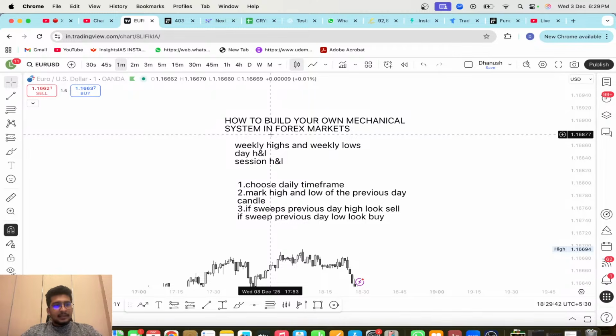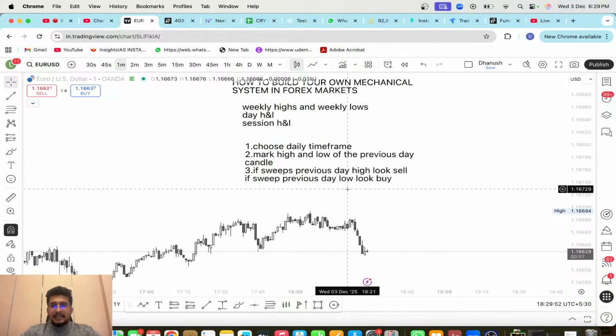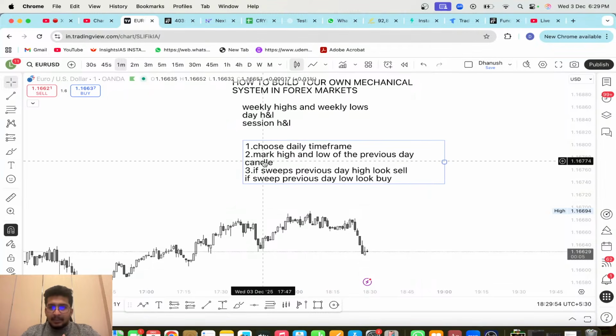So you have other strategies instead of those three that were taught to us in the class. I'm using a maximum number of strategies. This strategy over here, we are looking for the day highs and lows. Our first step in the framework is to choose the daily candle time frame. Mark the highs and lows of the previous day candle. If high gets swept, we look for a sell. If low gets swept, we look for a buy.